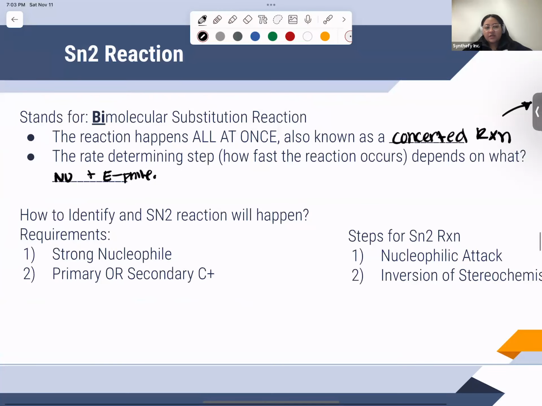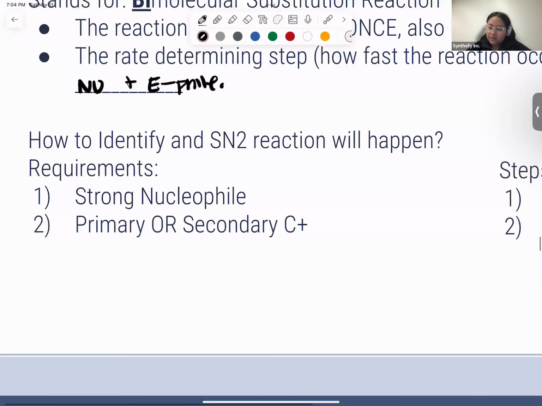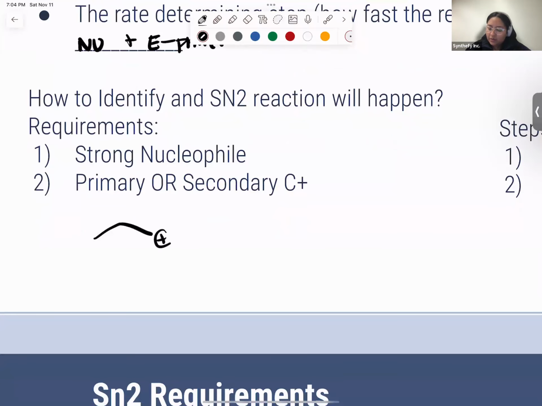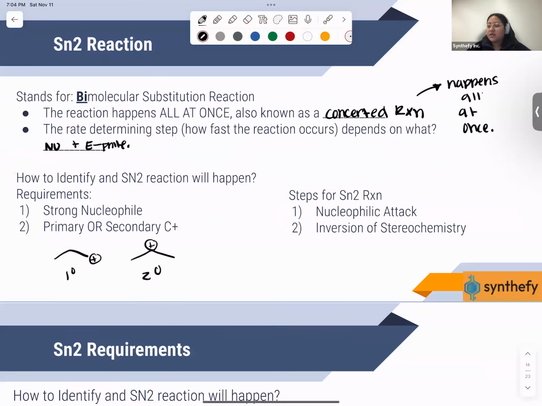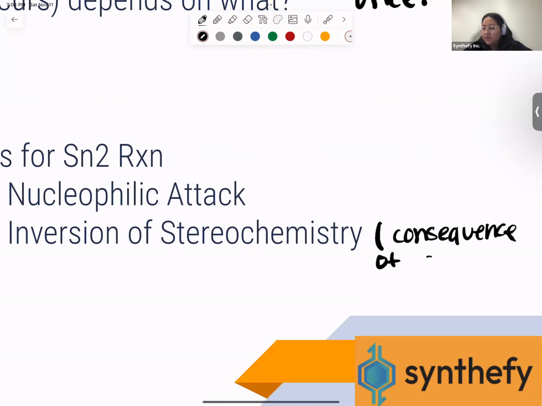So how do we know that an SN2 reaction will happen? The requirements are a strong nucleophile, a primary or secondary carbocation, and as we saw, this would be your primary, this would be your secondary. Steps for an SN2 reaction include nucleophile attack, inversion of stereochemistry. This isn't really a step, it's kind of just a consequence of a concerted reaction.